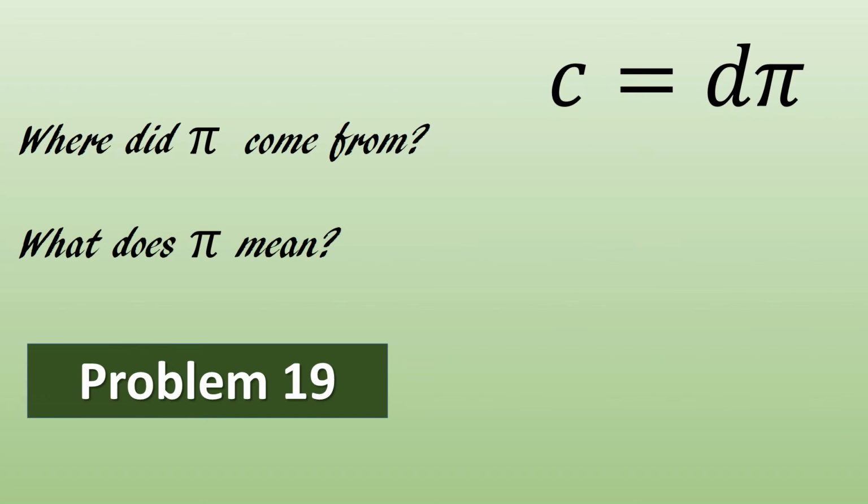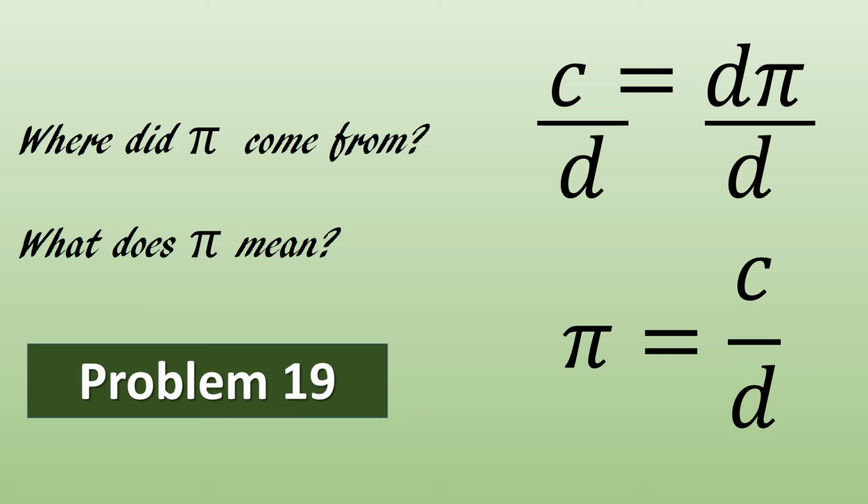Well, let's look at this formula. This is for circumference. Circumference equals the diameter times pi. Sometimes we see this as circumference equals 2r pi. But what is two radiuses? Diameter. Let's rewrite this. I'm going to divide both sides by d. What does that give me? It says pi is equal to the circumference divided by the diameter.